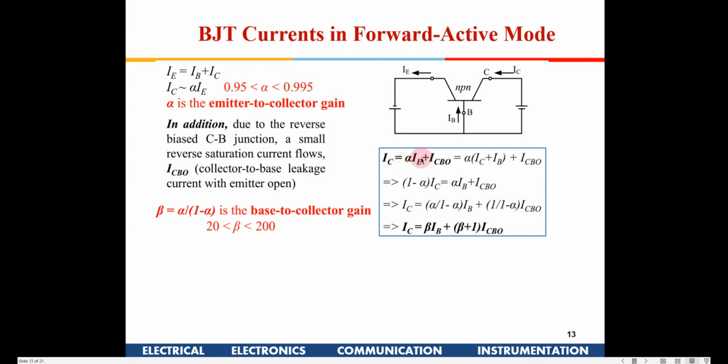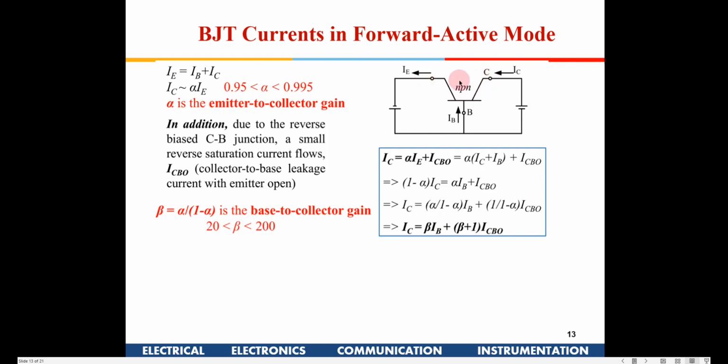So if you see here, IC is equal to alpha times IE plus ICBO. What is ICBO? Even if it is not forward biased, there will be some leakage currents from the collector to emitter.